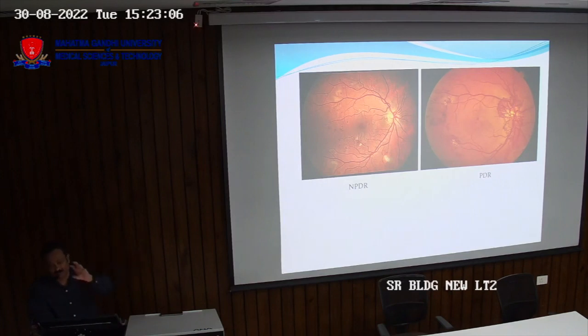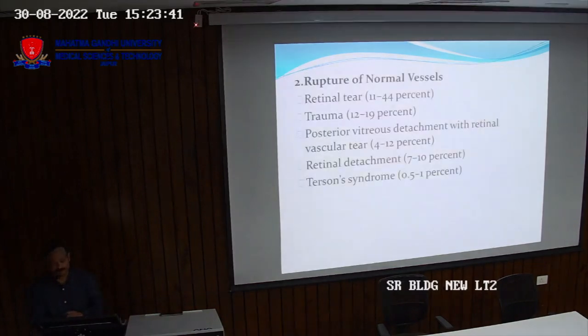Another is the loops which are present on the disc, which is known as NVD. If you see the disc, there is a lace-like structure all around the disc. So this is NVD and NVE. NVE is neovascularization elsewhere. Elsewhere means a distance more than 2 disc diameters away from the disc is NVE, and within 2 disc diameters or on the disc is NVD. So it has both NVD and NVE. Both of these pictures can remain like this for long, or it can bleed anytime. So those were the abnormal vessels.